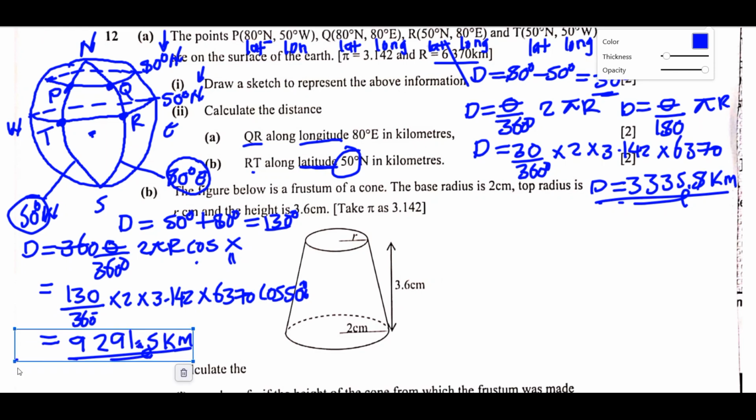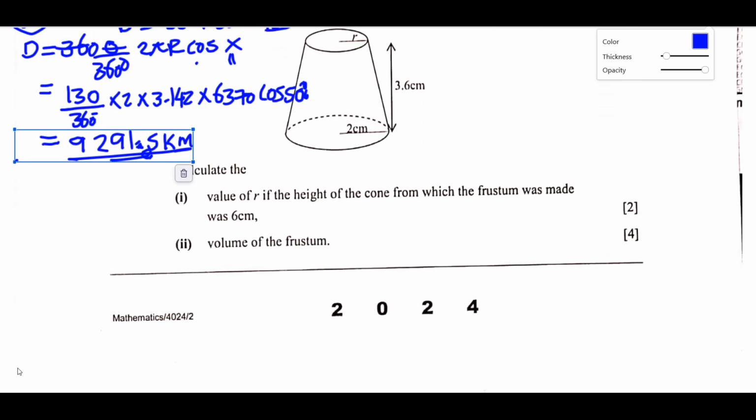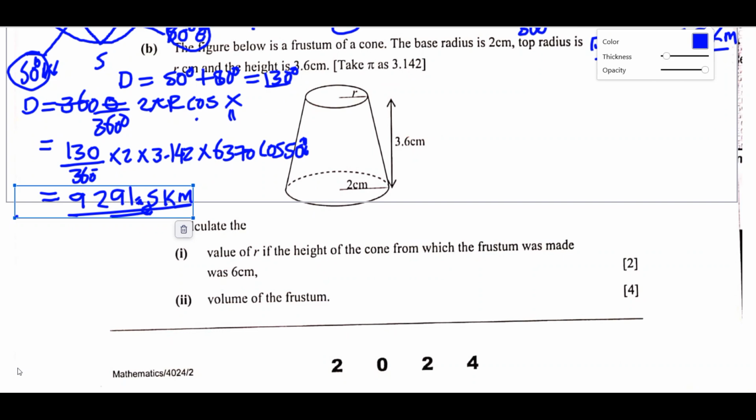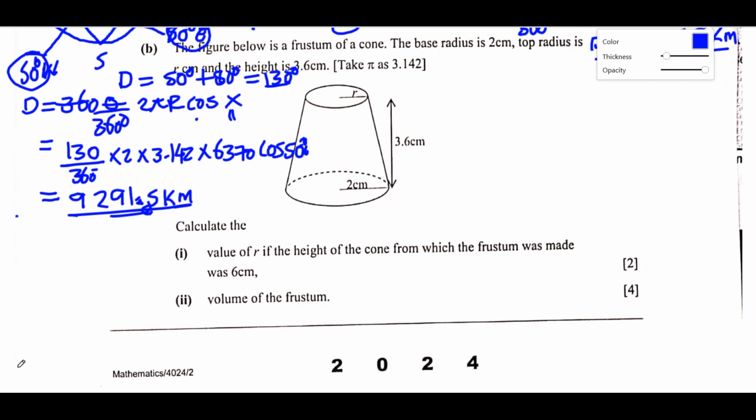Question B, as I said earlier, is coming from the topic of mensuration. We are told the figure below is a frustum of a cone. The base radius is 2 centimeters, the top radius is r, and the height is 3.6 centimeters. Take pi as 3.142. Calculate the value of r if the height of the cone from which the frustum was made was 6 centimeters.